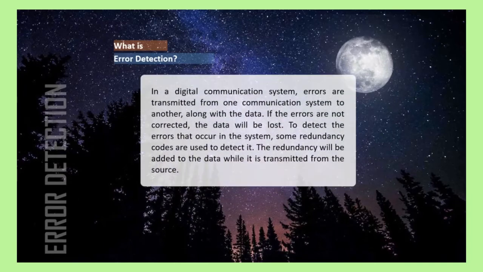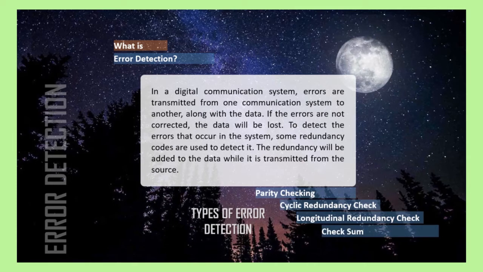Next one is error detection. In a digital communication system, errors are transmitted from one communication system to another along with the data. If the errors are not corrected quickly, the data will be lost. To detect the errors that occur in the system, some redundancy codes are used. The redundancy will be added to the data while it is transmitted from the source. Here are the types of error detection: parity checking, cyclic redundancy check, longitudinal redundancy check, and checksum. These types of error detection will be discussed further by the next members.